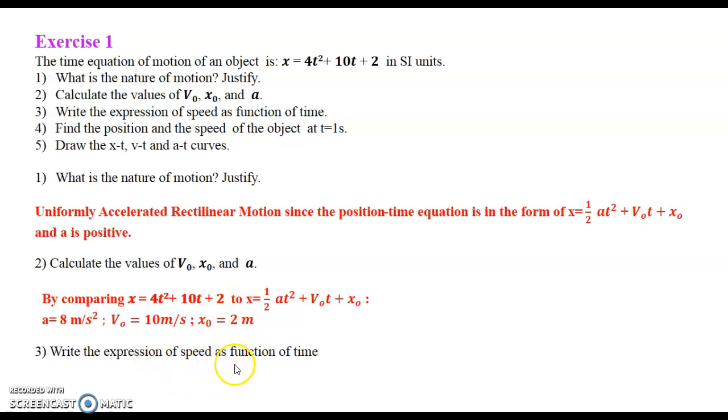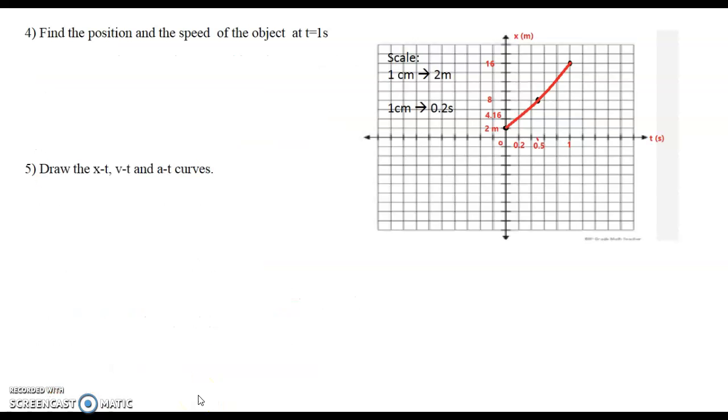Write the expression of speed as a function of time. Now you have the general equation of the speed for UARM is v equals at plus v naught. Having a and having v naught, you can substitute in it. So a is equal to 8 and v naught is 10, and you have to mention that t is in seconds and v in meter per second.